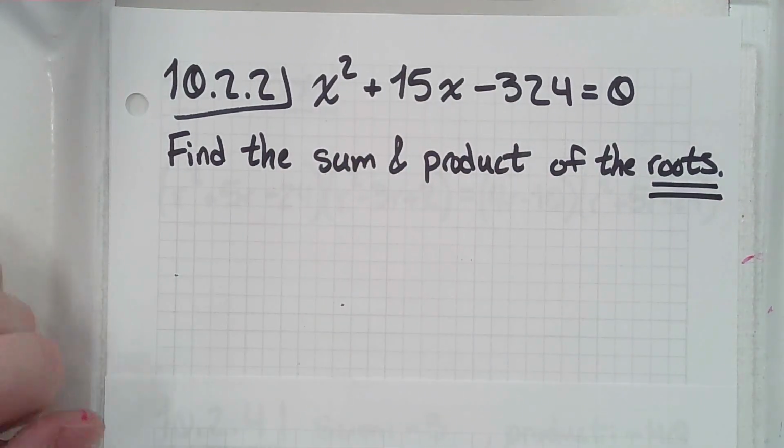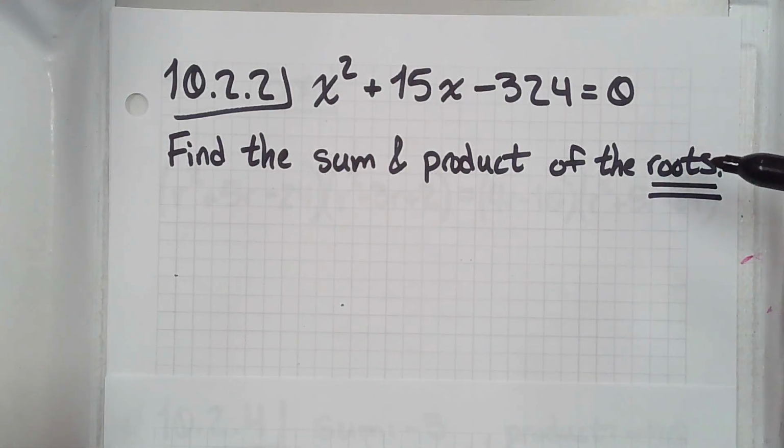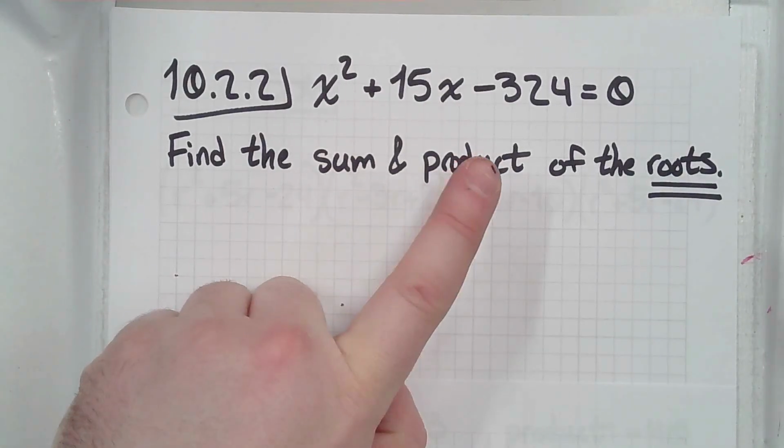We just found some in the last problem. It was 7/2, right? And then we had another one. I can't remember what it was. But those are going to be your answers, right? Your roots that make this equal 0. And we want to know what happens if you add those together and multiply those together.